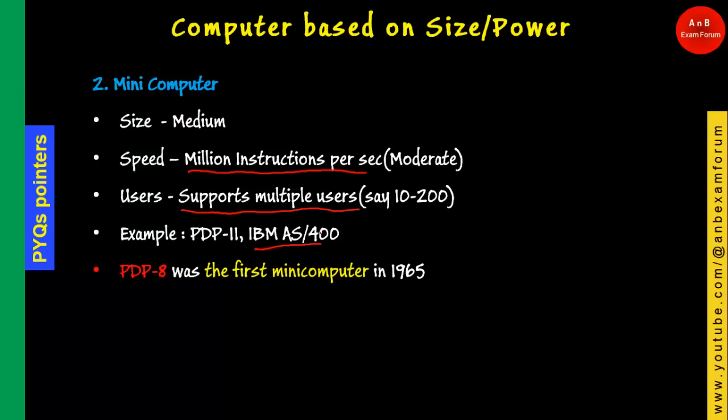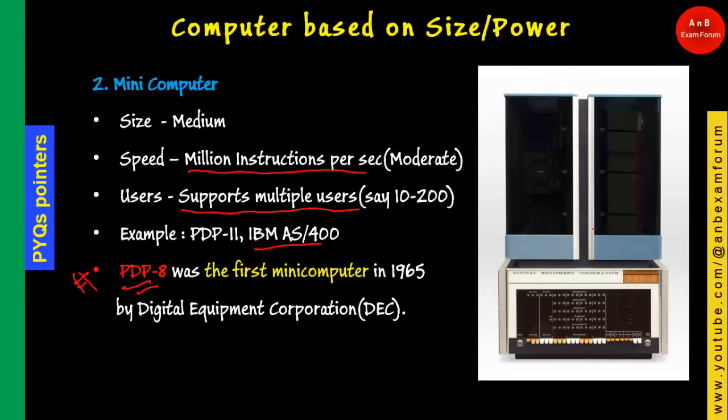Just remember for your knowledge that PDP-8 was the first minicomputer, in 1965. This computer was made by Digital Equipment Corporation, that is DEC. If you see the screen, this is the first Digital Equipment Corporation minicomputer, that is PDP-8. So it looked like this. It supports multiple users and its speed is higher than the microcomputer.